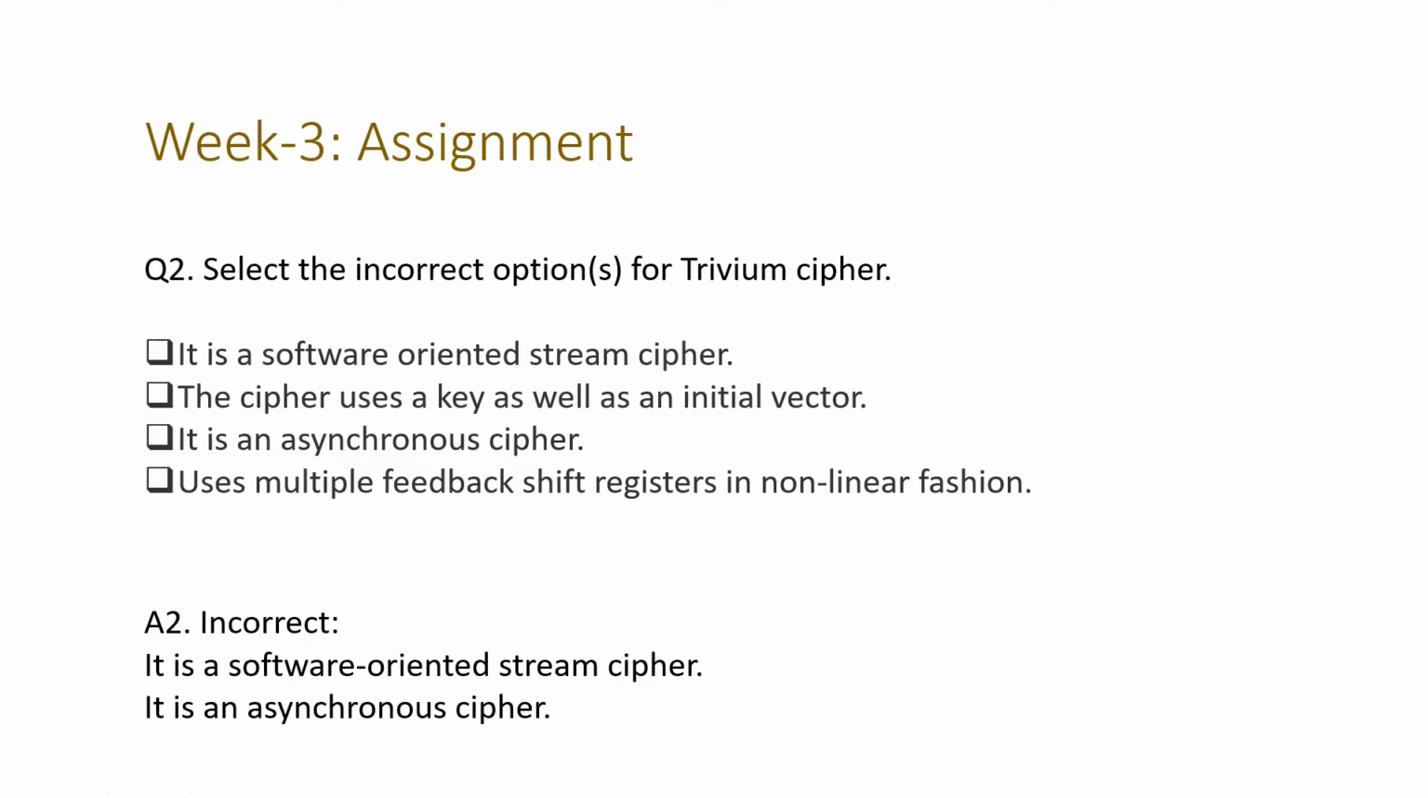The first option given says it is a software-oriented stream cipher, which is not true, as you have already seen in the NPTEL lecture posted. It is clearly mentioned there that it is a hardware design of a stream cipher, and the cipher uses a key as well as an initial vector. That is true. It is an asynchronous cipher? No, it is a synchronous cipher. And then it uses multiple feedback shift registers in a nonlinear fashion, which is true. So this is very much basic information about the Trivium cipher, so nothing really to explain here. I'm proceeding to the next question.